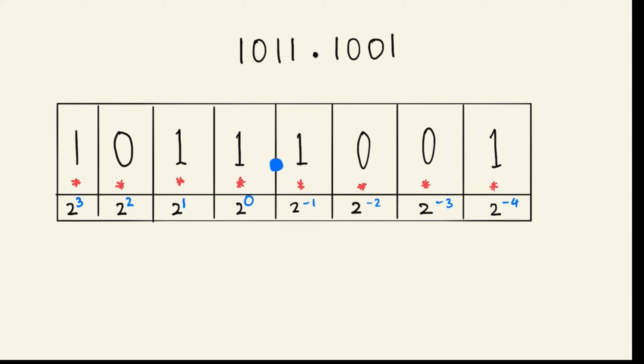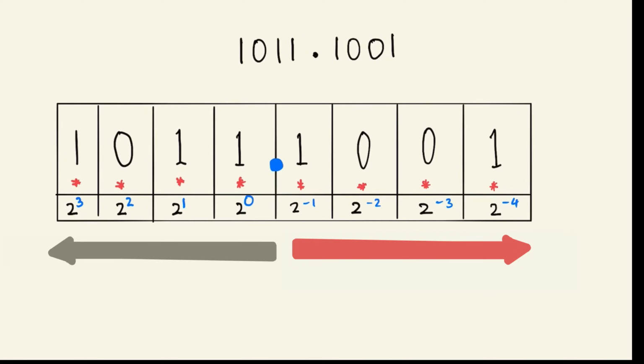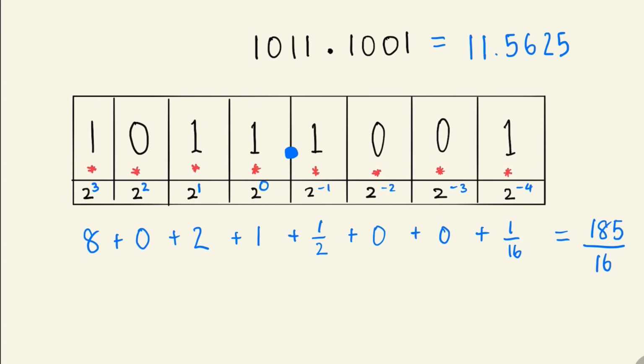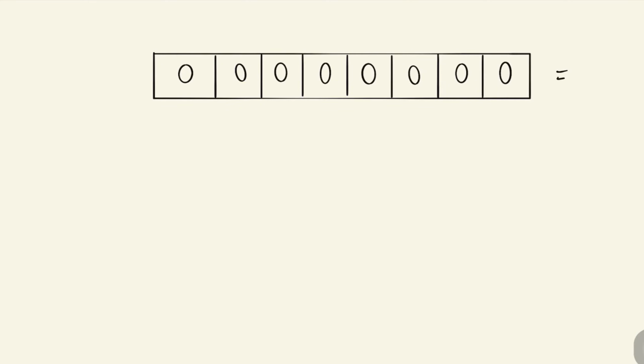When you read a binary fraction, it's read such that each bit on the right side of the decimal is multiplied by 2 to the power its corresponding negative power, and the bits on the left side will have normal powers of 2. So 1011.1001 is 11.5625 in decimal. This is a simple enough scheme, but there is a problem.